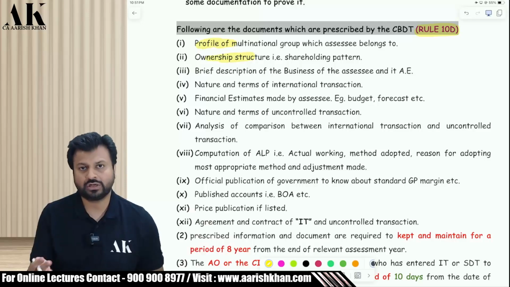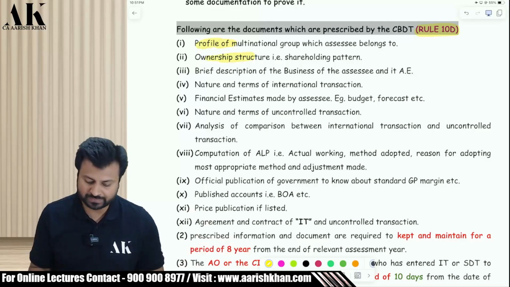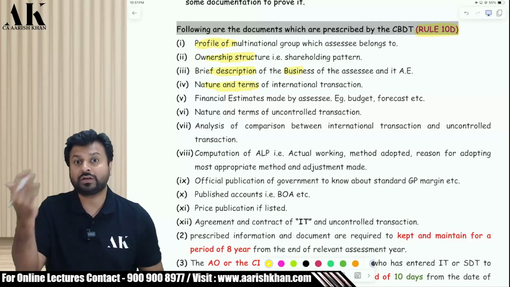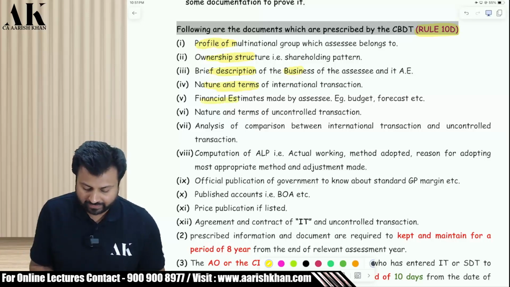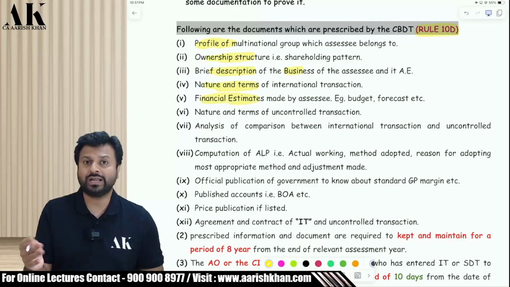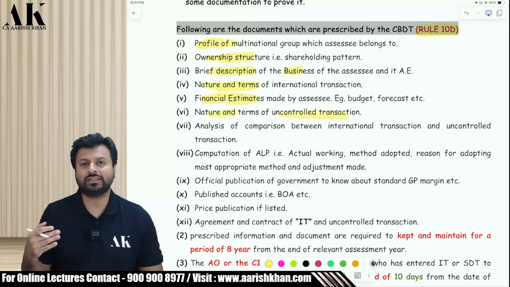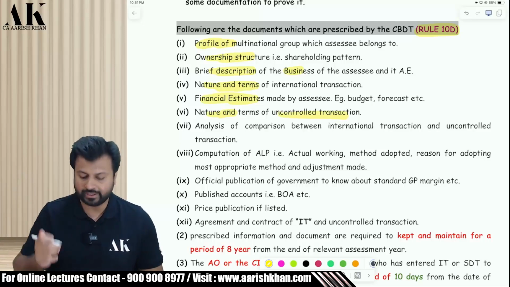The ownership structure, which company has how much shareholding in which particular company, brief description of the business, nature and terms of the international transaction, whether your nature of transaction is royalty, FTS, interest, etc., what kind of transaction it is. Okay. Next, financial estimates, that is your ratio analysis, budget, forecast, nature and terms of uncontrolled transaction. Uncontrolled transaction means the transaction with the unrelated party.